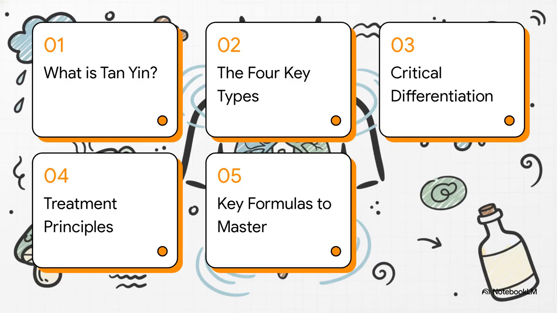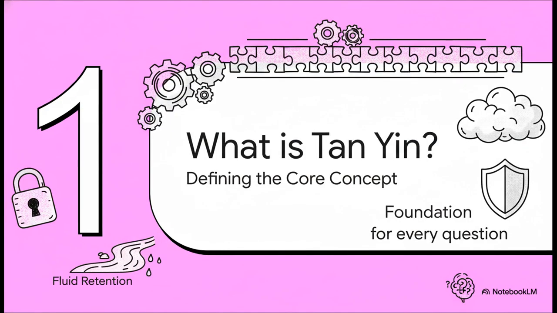Okay, so here's our game plan. We'll start with the basics of what Tan is, but then we're going to jump right into the tricky part, telling the 4 key types apart. Honestly, that's where most people win or lose points. From there, we'll lock in the treatment principles and the high-yield formulas you've got to have in your back pocket for exam day. First up, let's get this core concept down cold.